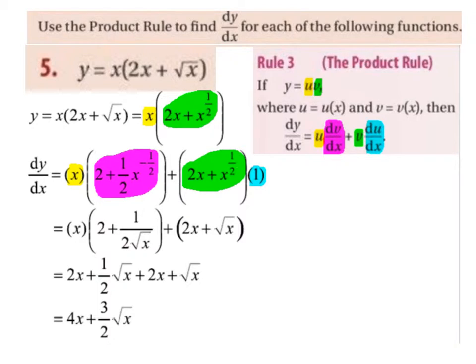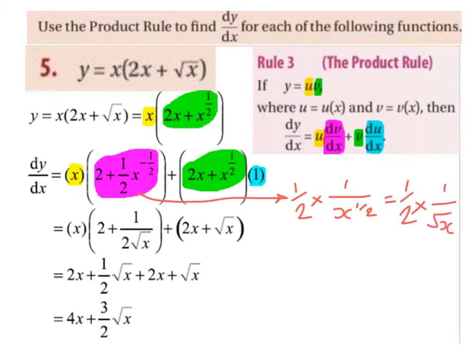So let's have a look at where this comes from. This can be rewritten as a half multiplied by, so these are stuck together, so they're multiplied by, x to the power of minus a half becomes 1 over x to the power of positive a half. And then 1 over x to the power of a half can be rewritten as 1 over root x. Then top by top, bottom by bottom, 1 times 1 is 1, and 2 times root x, we just stick them together to get 2 root x.